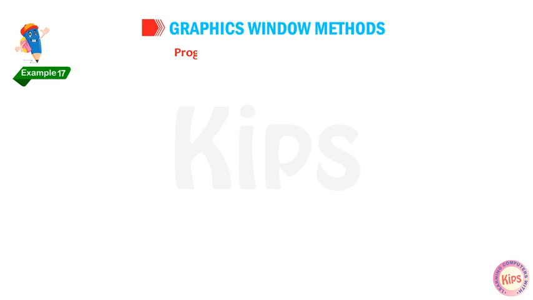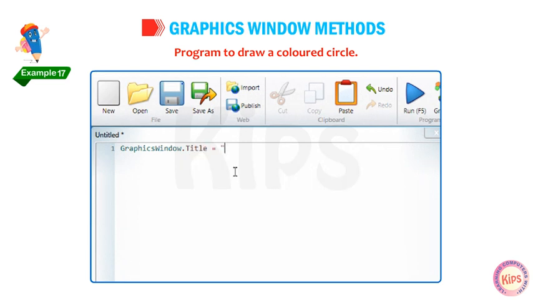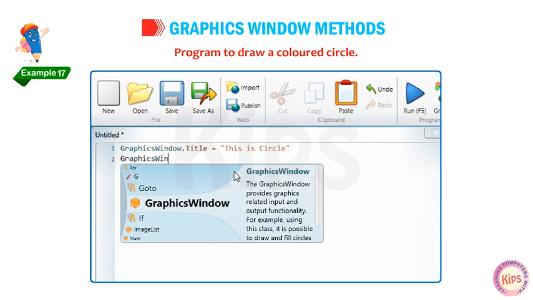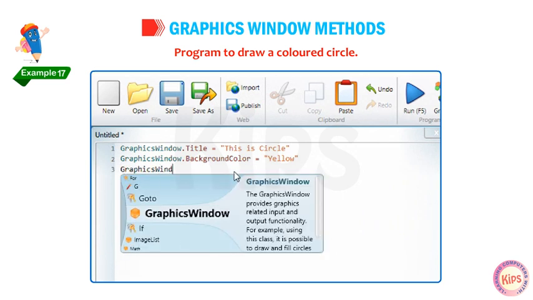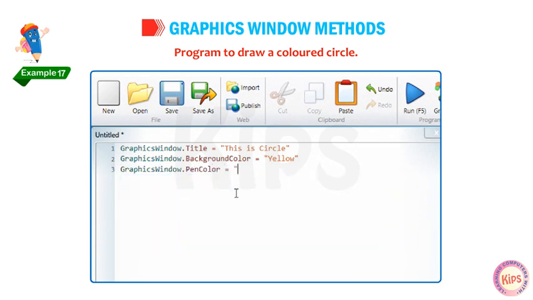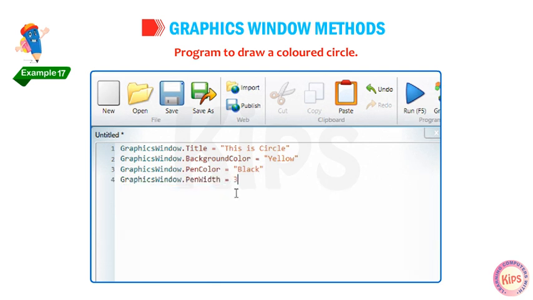Example. Program to draw a colored circle. GraphicsWindow.Title = "This is circle". GraphicsWindow.BackgroundColor = "Yellow". GraphicsWindow.PenColor = "Black". GraphicsWindow.PenWidth = 3.